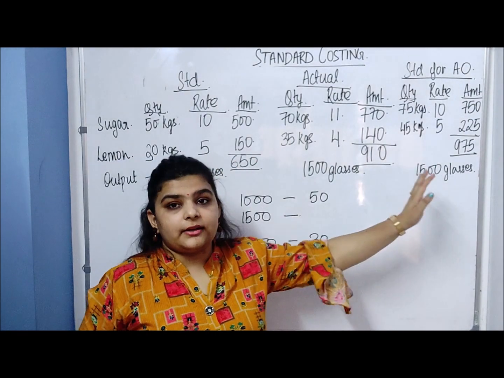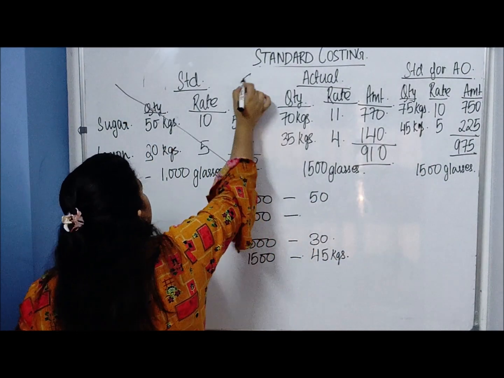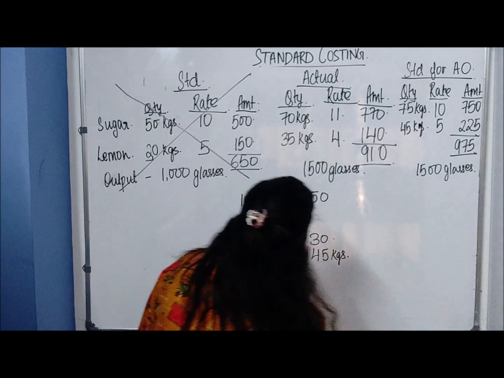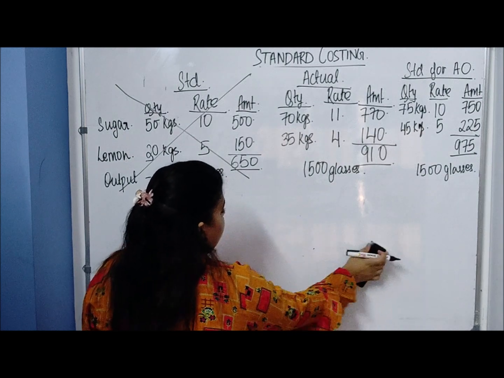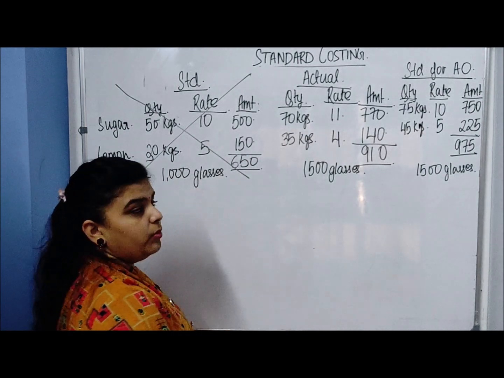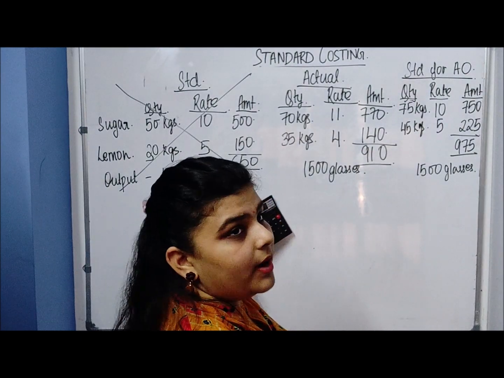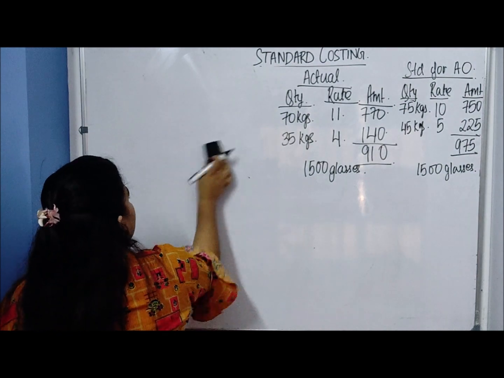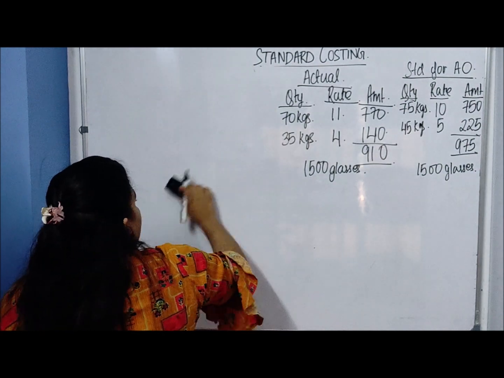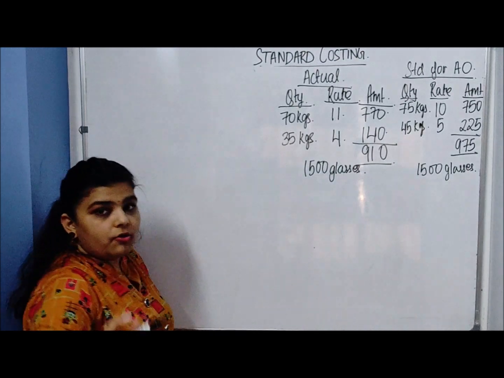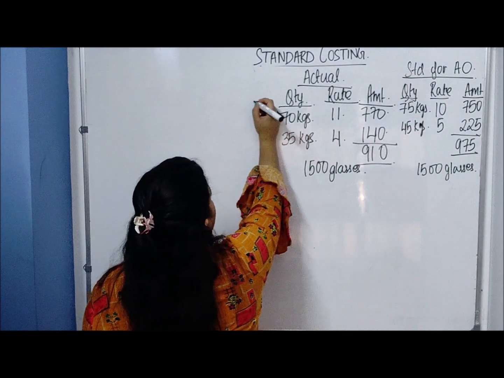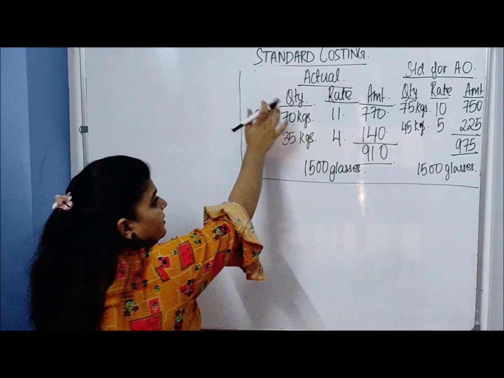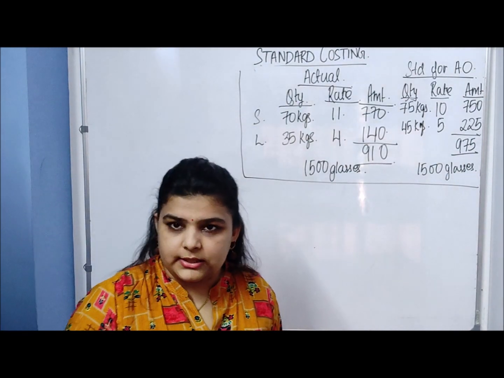Beta, once you have calculated this, we don't need these details at all. Once your table is made, you can calculate all the variances very easily. Now, since we don't require this, I am erasing this part. So first, under standard costing, you are going to make this table. This is for sugar, this is for lemon. We have this information. This will always be your first working note.